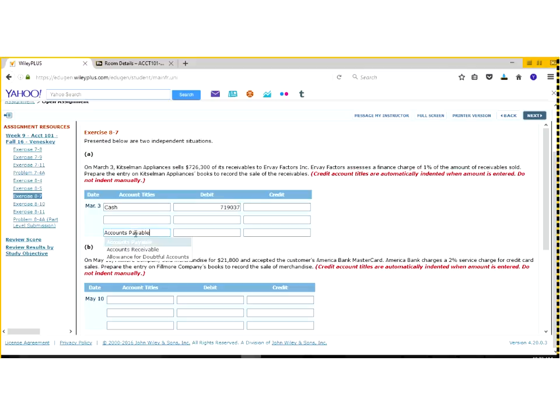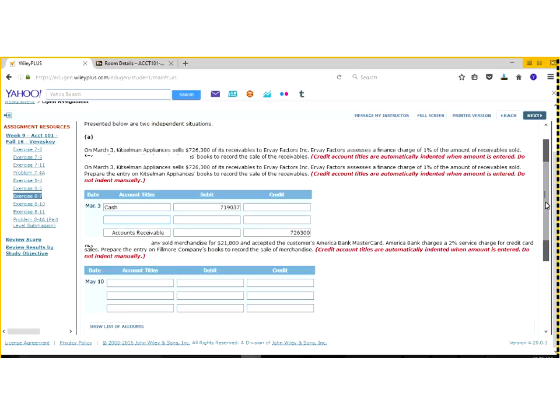I'm going to skip a line for just a second. And I'm going to come down here and show where the cash came from. It came from my accounts receivable. My accounts receivable, though, are completely wiped off. I sold everything, even though I got just a little bit less.